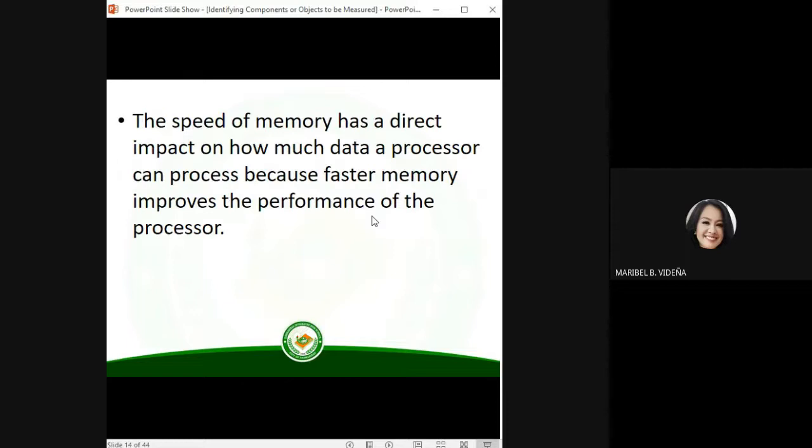The speed of memory has a direct impact on how much data a processor can process, because faster memory improves the performance of the processor. As the processor speed increases, memory speed must also increase. Dual channel memory increases speed by using a second channel of memory, creating a data transfer rate of 128 bits. For example, single channel memory is capable of transferring data at 64 bits.